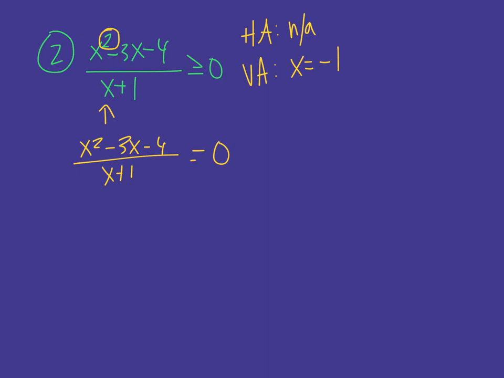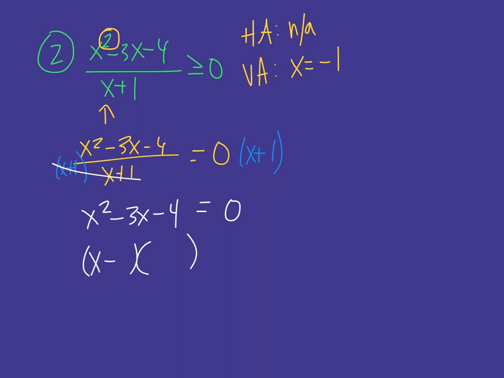If I multiply to get rid of the, whoa, I don't know what I just did. That was weird. If I multiply to get rid of the denominator, then this is just still 0 because 0 times any of that is 0. So if I factor this, I get x minus 4 and x plus 1. And when I solve it, I get x equals 4 and x equals -1.